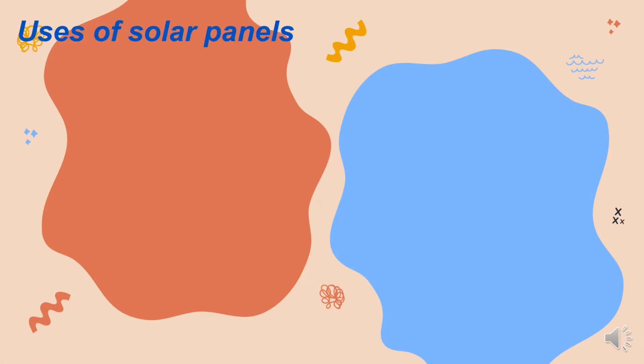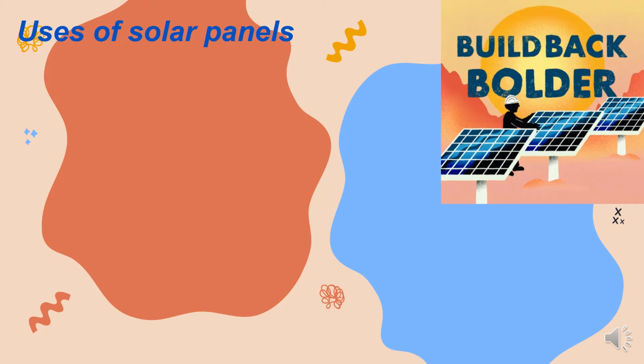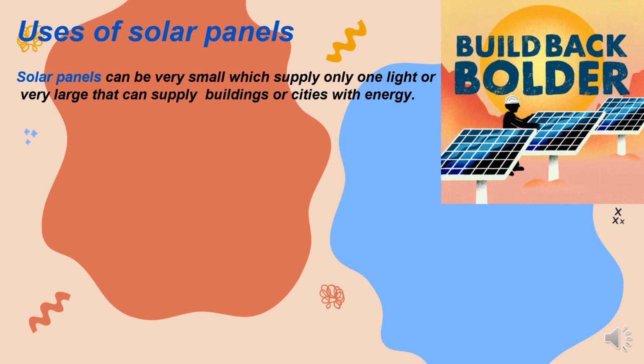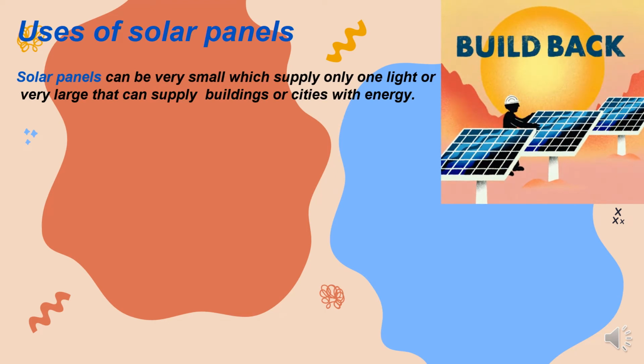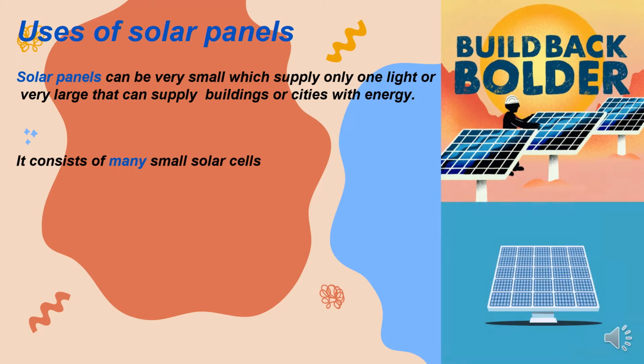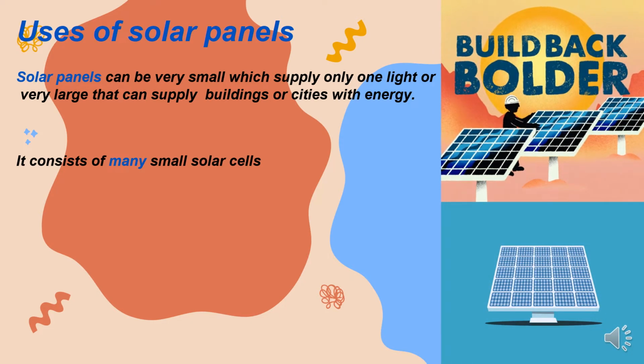Now it's time to know, what does solar panel mean? Simply, grade 4, solar panels may be very small cells which supply light for one lamp only, or they may be very large and supply buildings or cities with energy. Solar panels consist of many small solar cells, but have you ever thought before, how does it work?